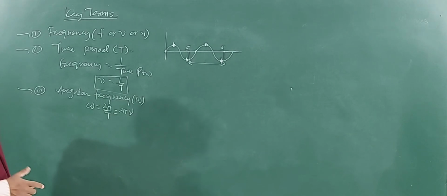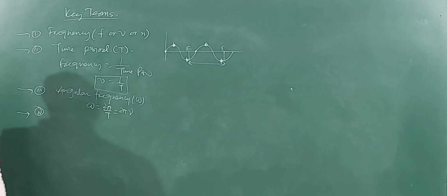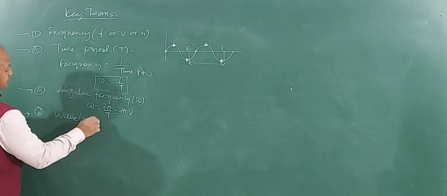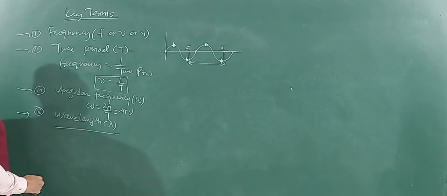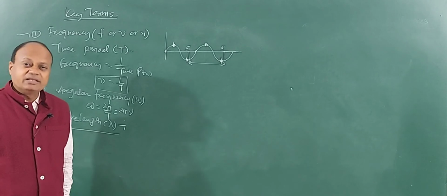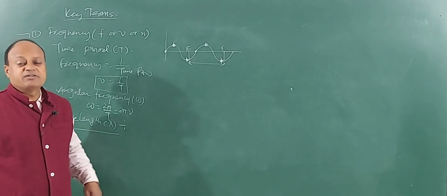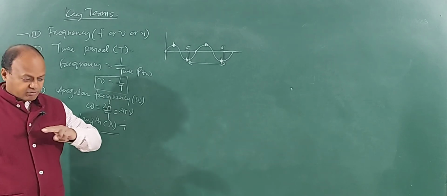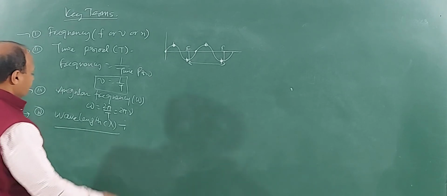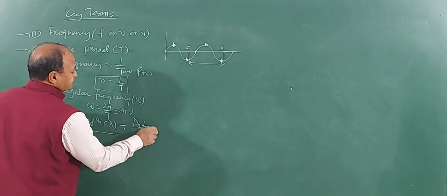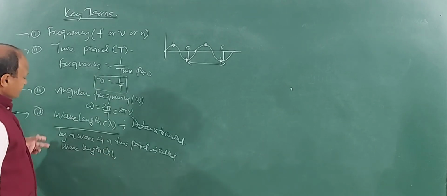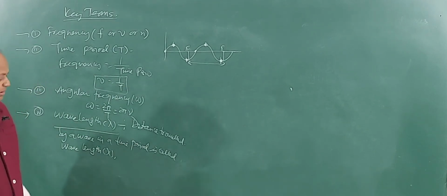Clear? Now we have another term called wavelength. We denote it by lambda. Now what is wavelength? Wavelength, children, can be defined as the distance traveled by a wave in one time period. A wave is traveling. So in one time period, how much distance it travels is called wavelength. So children, distance traveled by a wave in one time period is called wavelength.